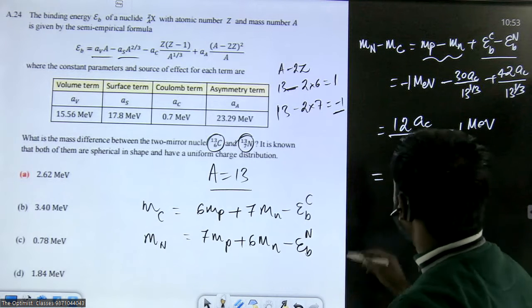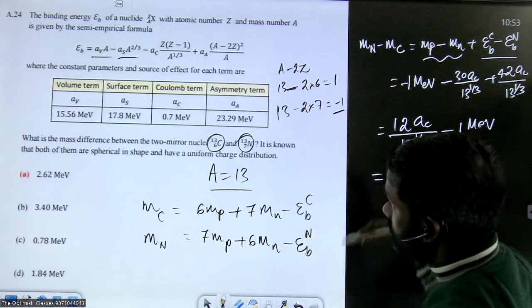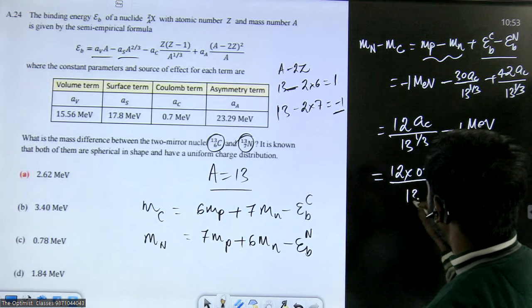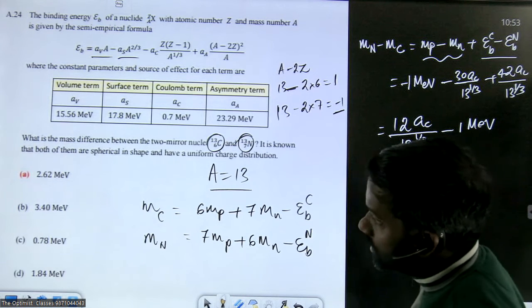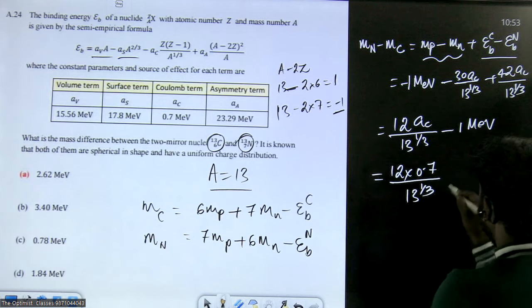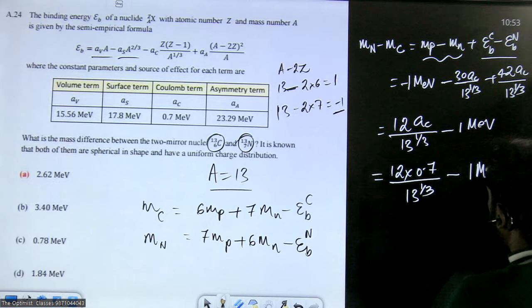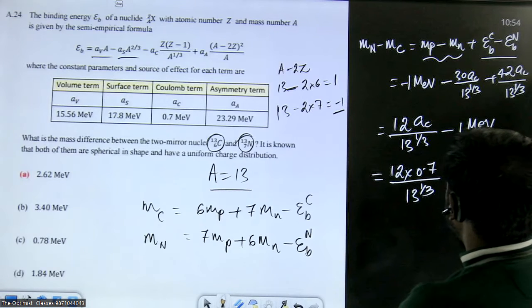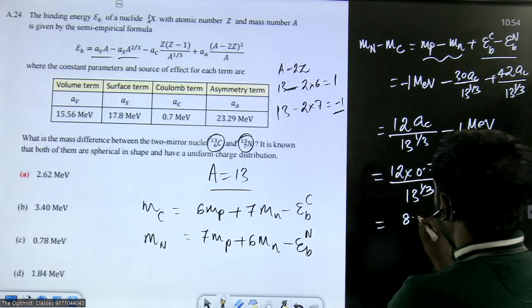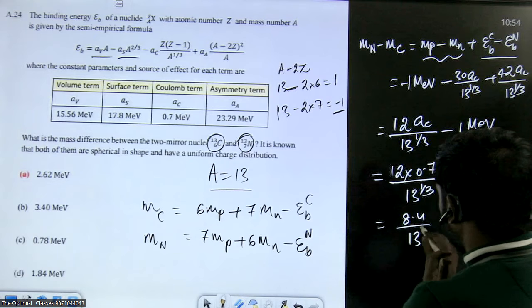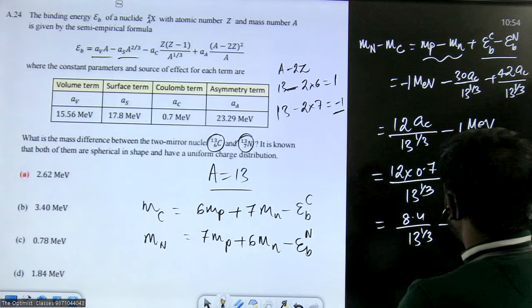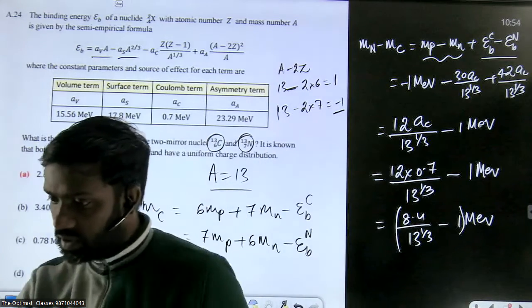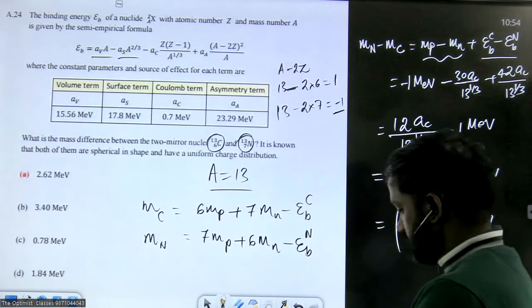Now let's put the value. So 12 times AC, and AC is given to be 0.7, divided by 13 to the power 1 by 3, and minus 1 mega electron volt. I think this is what we are getting. If you multiply, you get 8.4 divided by 13 to the power 1 by 3 minus 1 mega electron volt. I think we are getting this answer. You can just calculate. I haven't done this calculation. Let's see what we are getting.